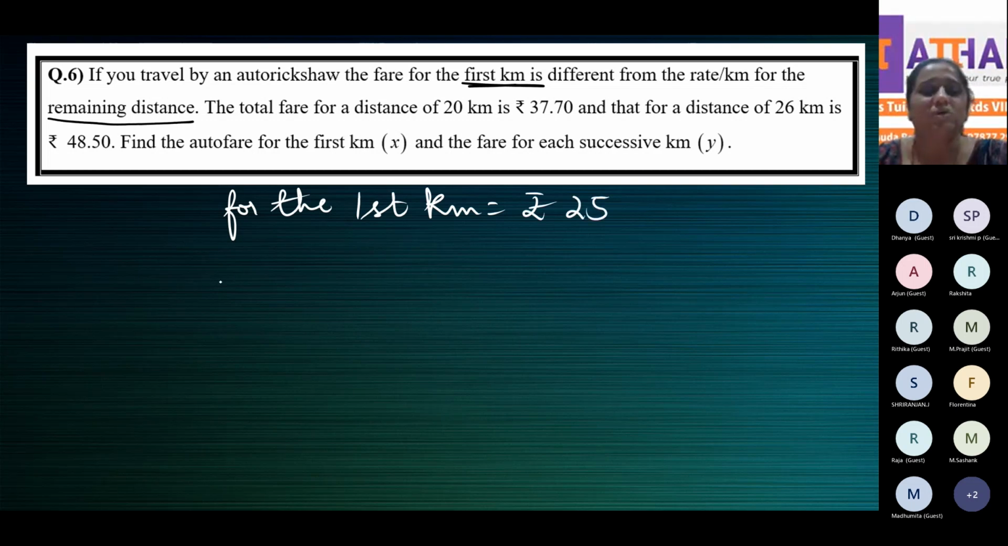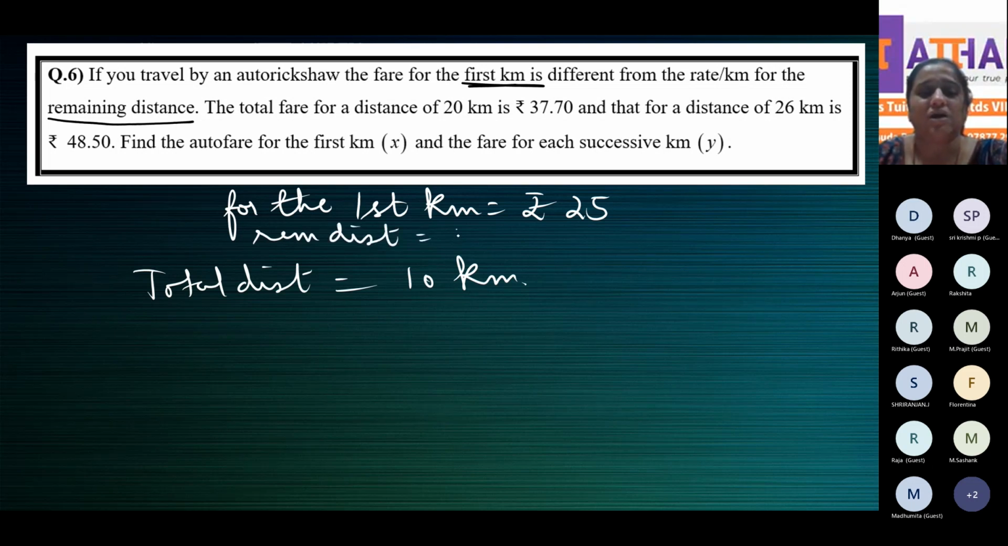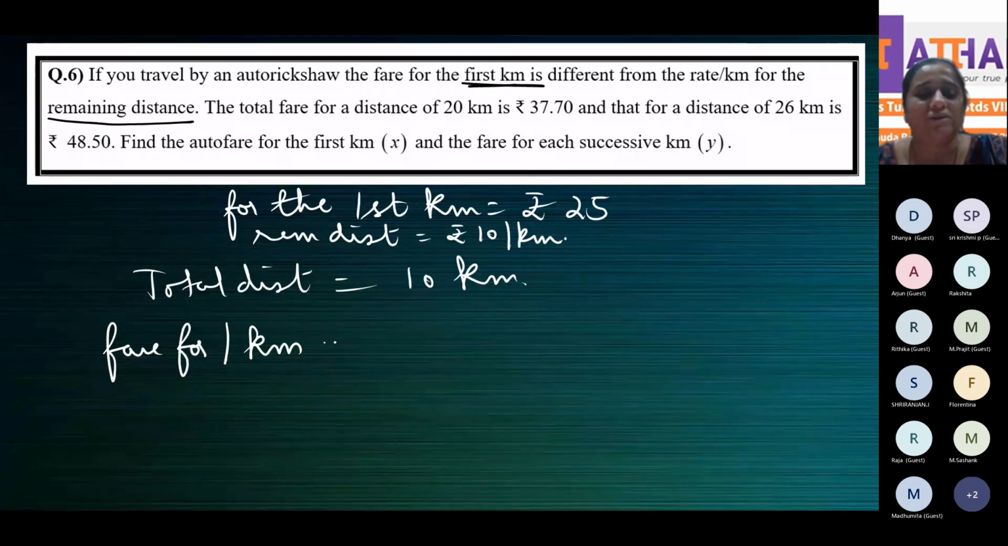Okay, and supposing you go 10 kilometers. He says for the remaining distance, rupees 10 per kilometer. For the first kilometer, you pay 25 rupees. Then for the remaining distance, you pay rupees 10 per kilometer. So what is the total distance you have gone? 10 kilometers. So split that as 1 kilometer, the fare for 1 kilometer, plus the fare for 9 kilometers.